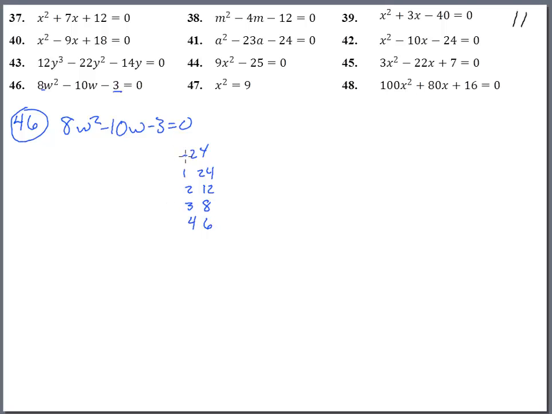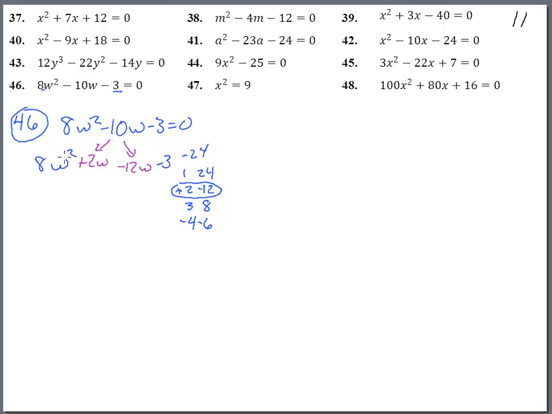And we're looking for opposite signs that will add to a negative 10. And so here we have a negative 12 and a positive 2 that'll do the trick. There's a temptation to go with a negative 4 and a negative 6. However, they don't multiply to negative 24. That's why this is the group that has to work. So let's split up that middle into a plus 2w and a minus 12w. So you get 8w squared plus 2w minus 12w minus 3.